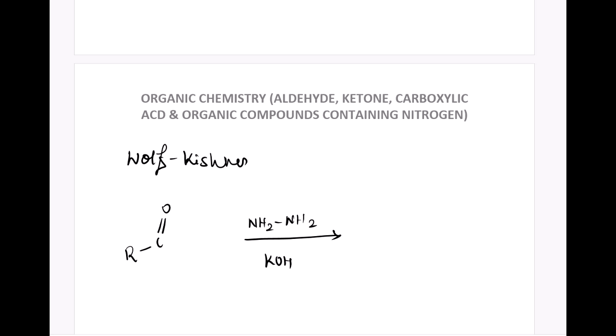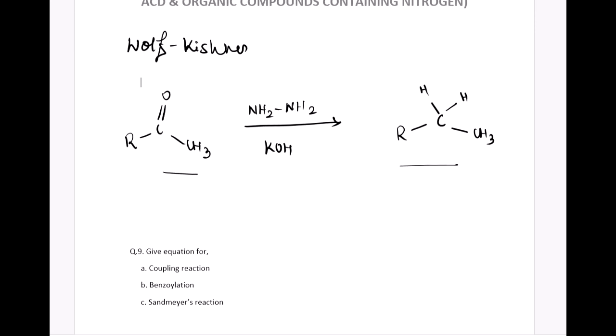Our conversion will be from any carbonyl group. Through its reduction, hydrogen will get added, and in place of the double bonded O, two hydrogens will get added and it will be reduced to that. This one is our Wolff-Kishner reduction.